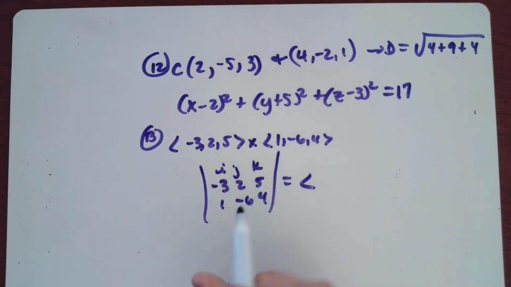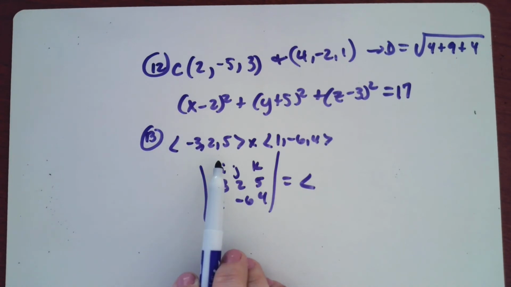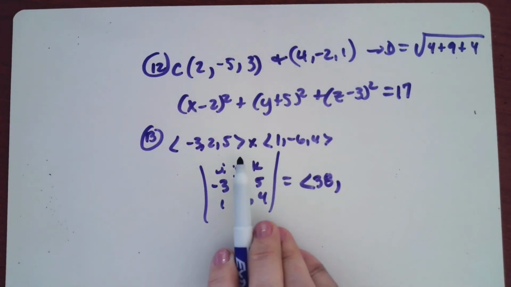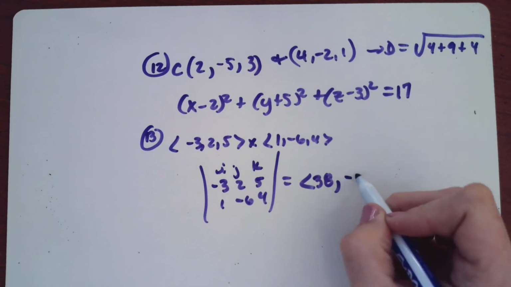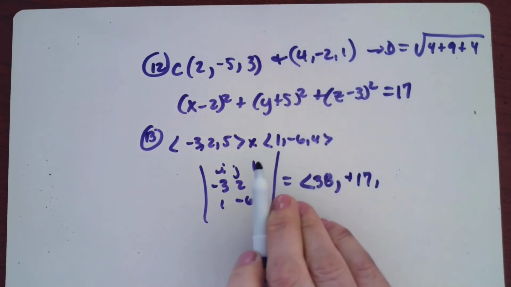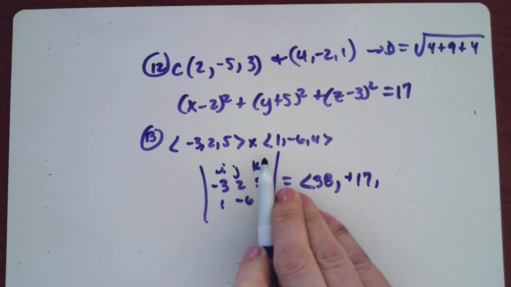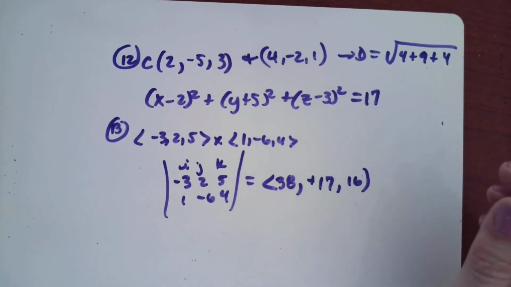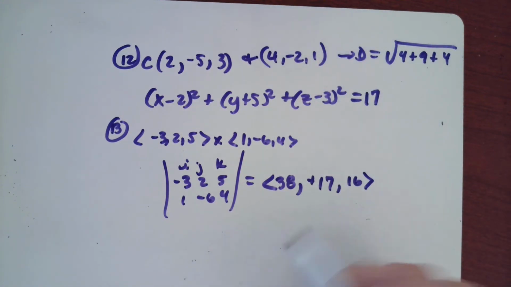Okay, so my first spot, cross off, I get 8 minus negative 30, so 38. Then I get negative 12 minus 5, so negative 17, but I'm going to change that to a positive. And then here I get 18 minus 2, so 16. Let me make sure that's right. Yeah. Okay, sorry. This is my cross product.